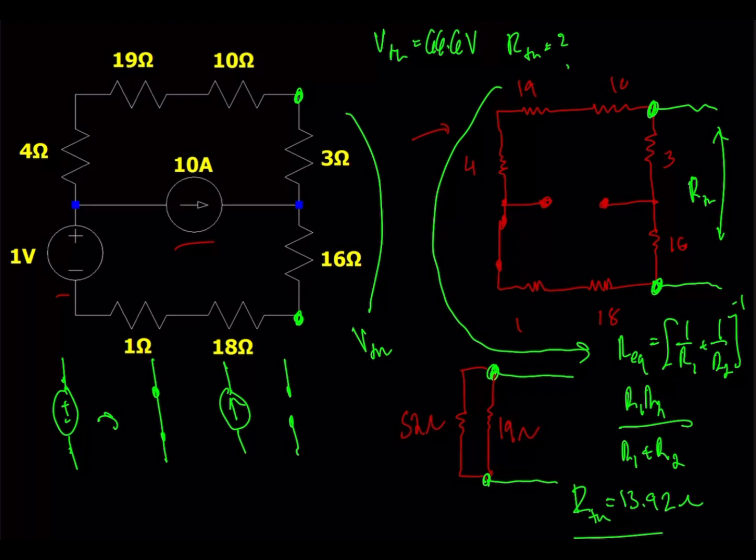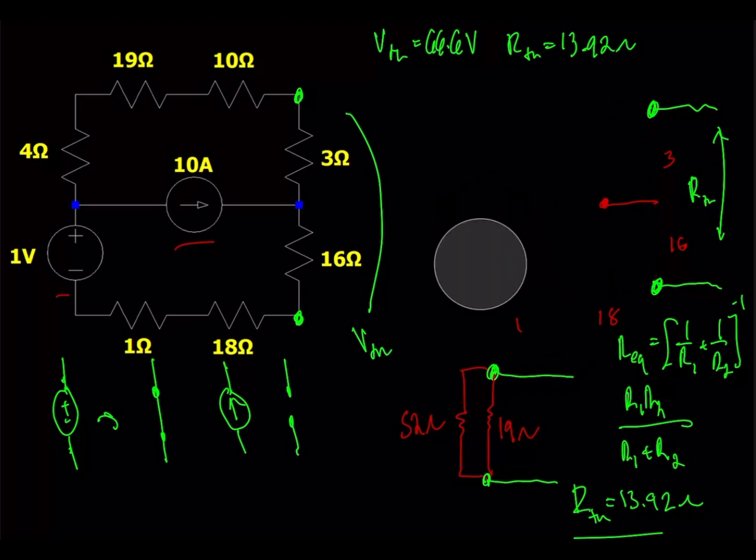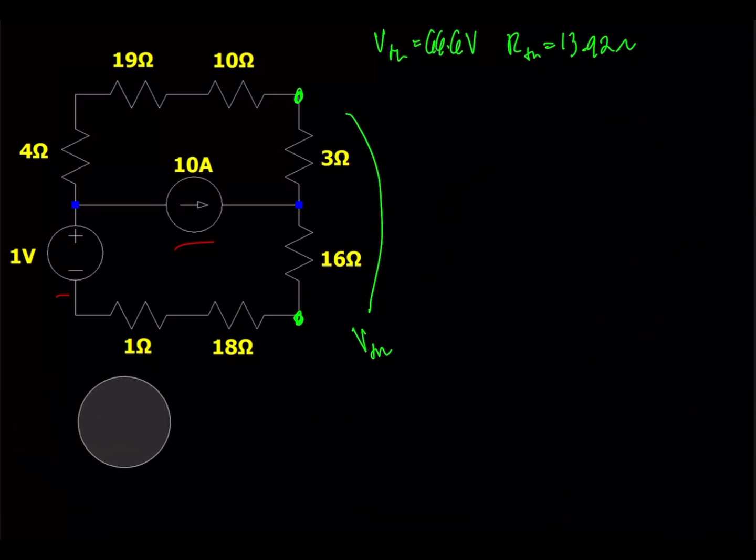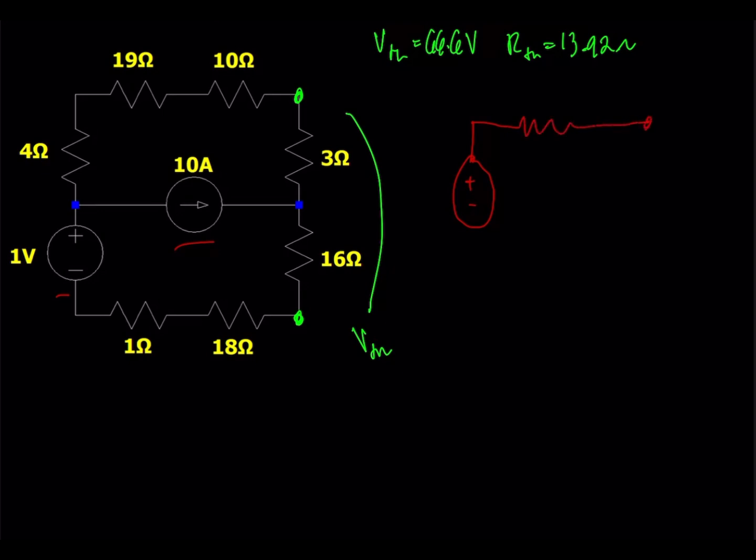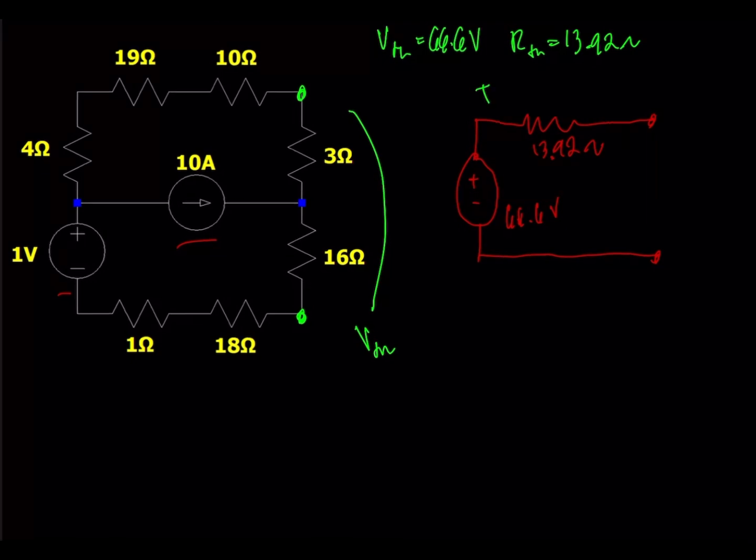So after we've obtained that, we have our Thevenin voltage and Thevenin resistance, so we can complete the circuit model. So again, our simplified Thevenin circuit will have a voltage of 66.6 volts and then a Thevenin resistance of 13.92 ohms. So this is the completed Thevenin circuit.